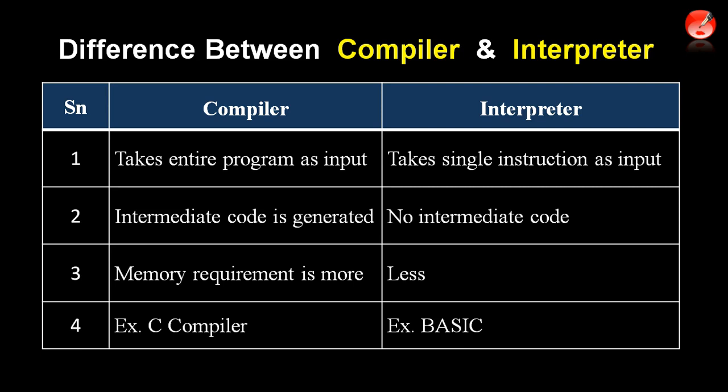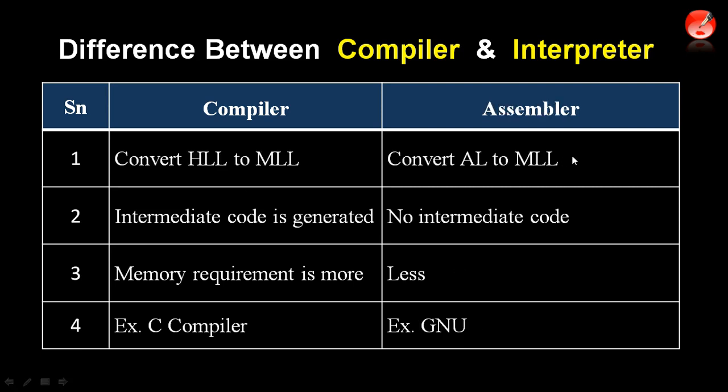And next one is the difference between compiler and assembler. Compiler converts high-level language into machine-level language, whereas assembler converts assembly-level language into machine-level language. Assembly-level language is nothing but mnemonic codes, hence it does not require any intermediate code and it requires very less space. GNU is an example of assembler.